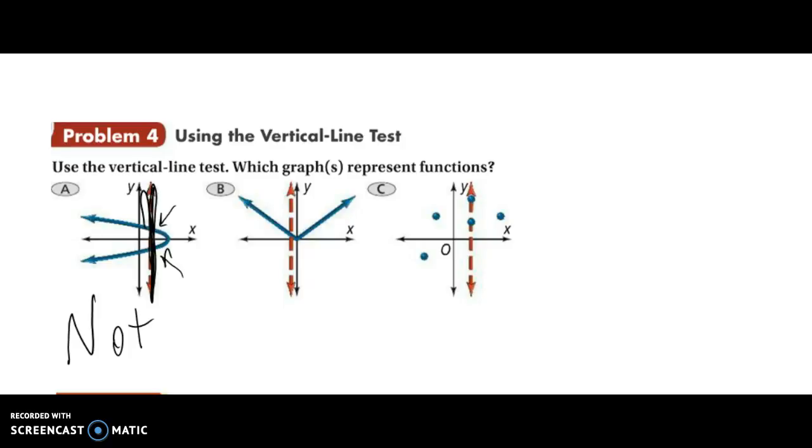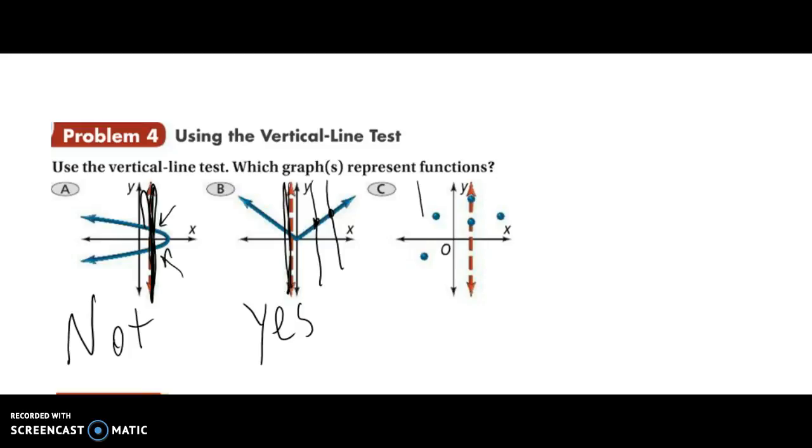Let's look at B. If I put my pencil where this red dotted line is, it only crosses one time. I can continue dragging my pencil across. Let's say right here, it only crosses one time. What if I drag it here? It only crosses one time. No matter where I draw my vertical line, it will only cross one time, so that means yes, this is a function. Let's look at C.